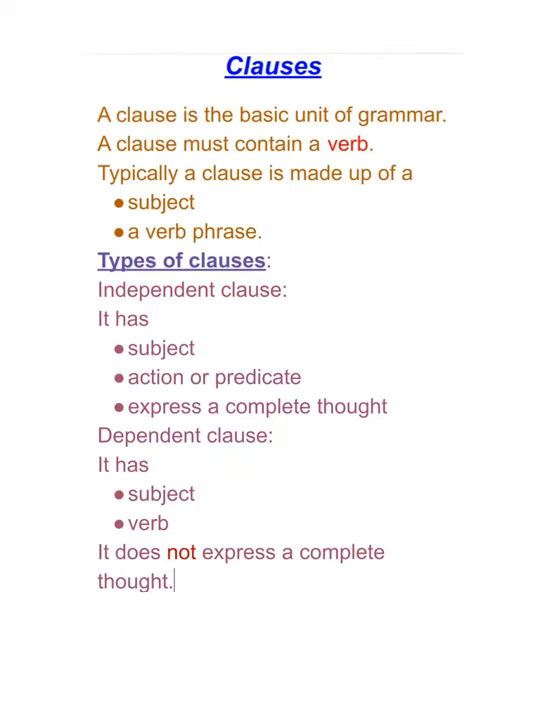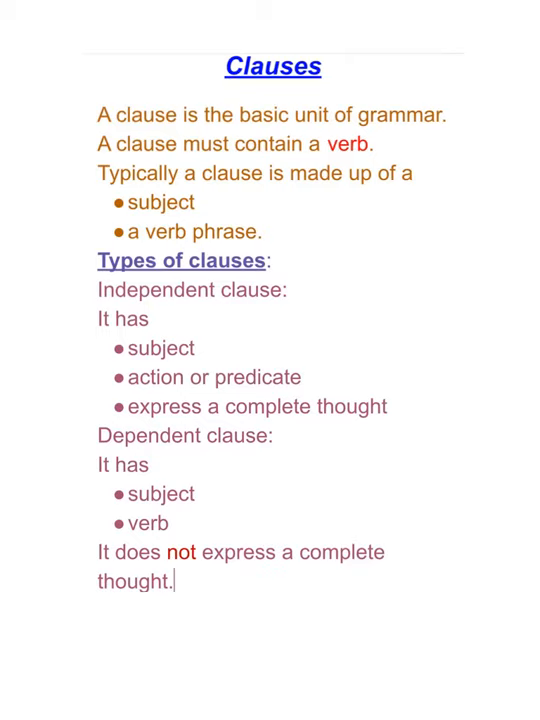Let us quickly revise what are clauses. A clause is the basic unit of grammar. A clause must contain a verb. Typically, a clause is made up of a subject, a verb phrase. There are two types of clauses. One is independent clause and dependent clause. What is an independent clause? It has a subject, action or predicate, and it expresses a complete thought.